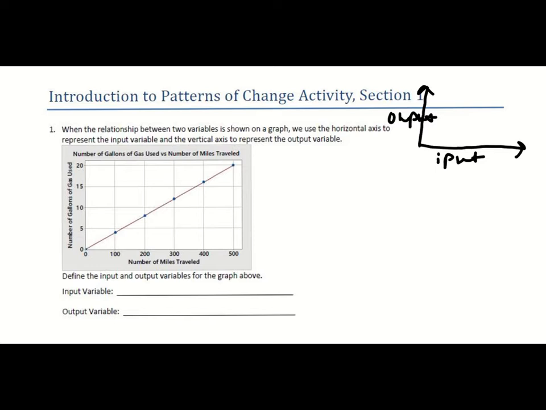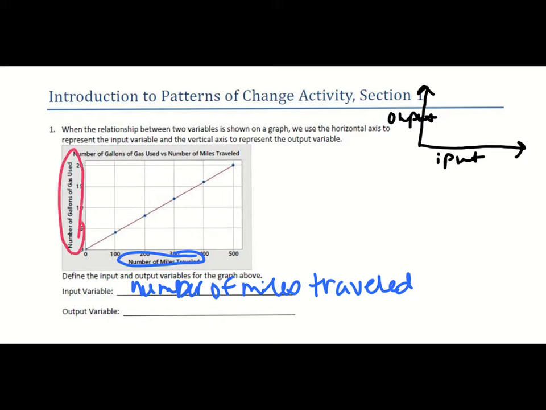So when we want to identify our input variable, that is our number of miles traveled. And then our output variable is our number of gallons of gas used.